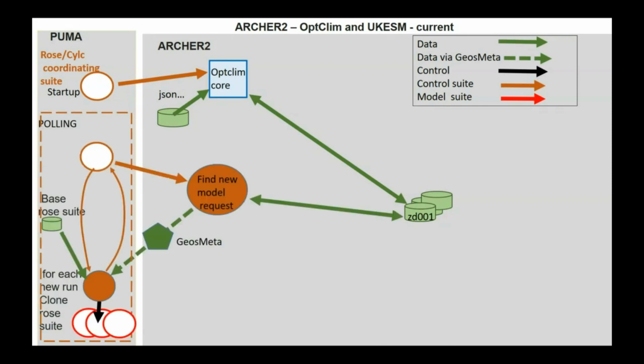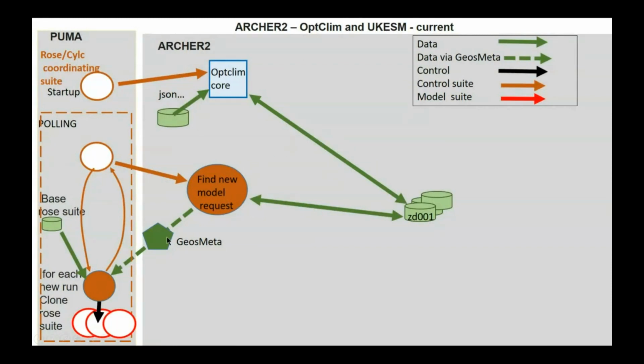Then what happens is that this coordinating suite goes into a polling loop, going around this loop, so that it runs a task which looks at the state of the runs as held in each of these directories. When OPTCLIM has defined a new one, it has a state of new, and this recognizes that a new model run is needed and sends a message via a service called GeosMeta that I'll explain in a moment. Well, it's a database in effect, a web service database.